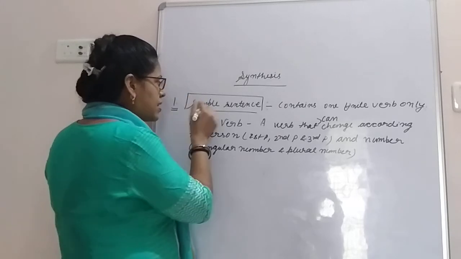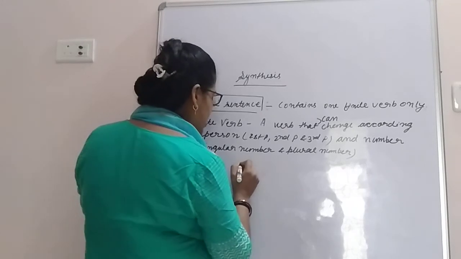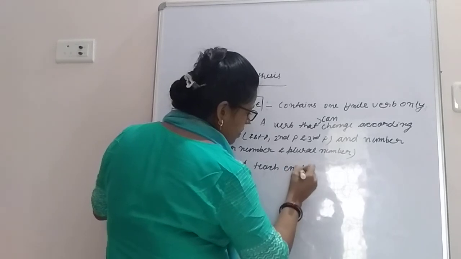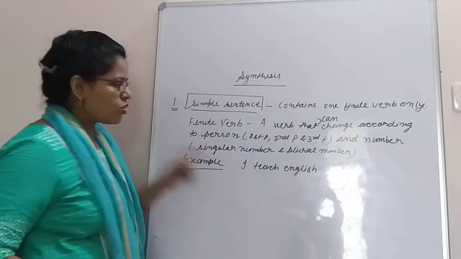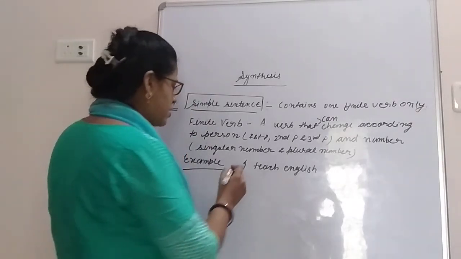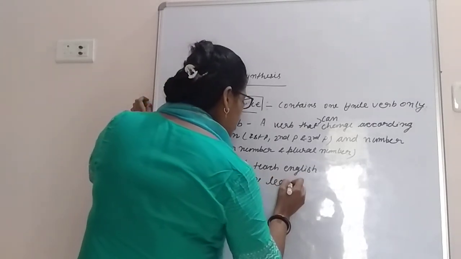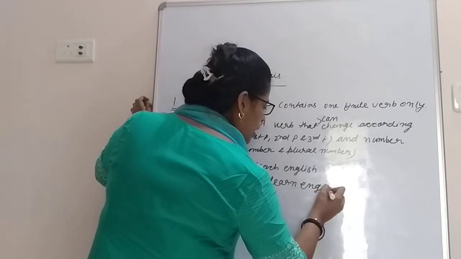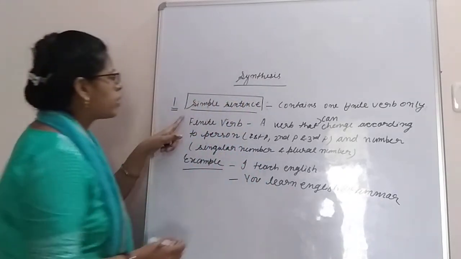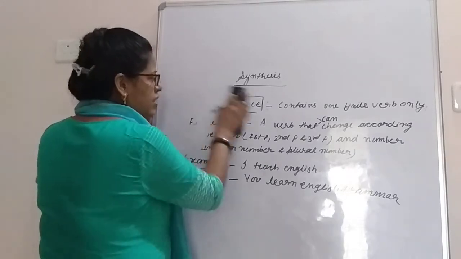Now come to the another one. Example of simple sentence. At first we will give example of simple sentence. Like I can write here what? I teach English. Okay. So here this one is the finite verb. I teach English. So this is example of simple sentence. We can write other also like you learn English grammar. This is also example of what? Simple sentence.